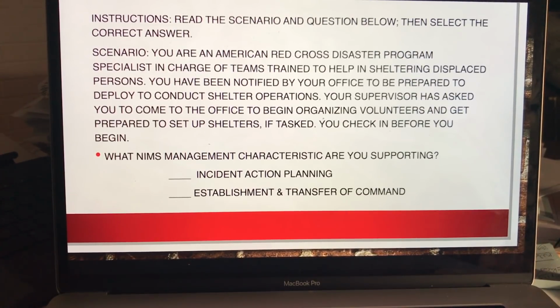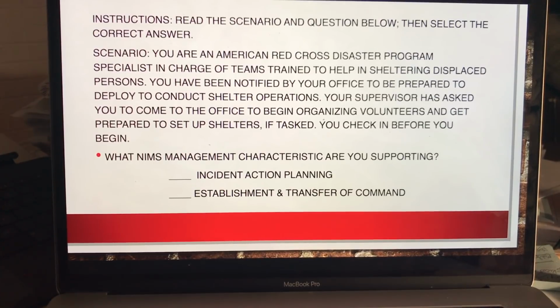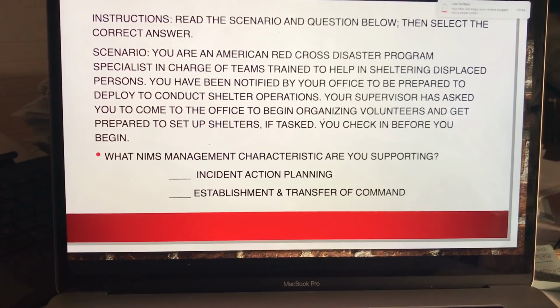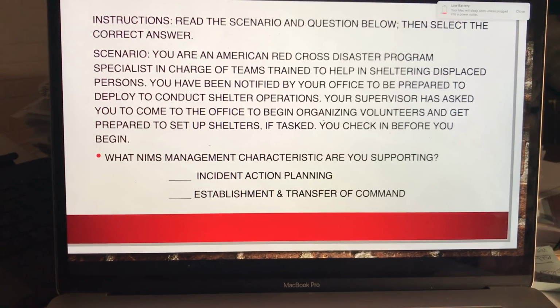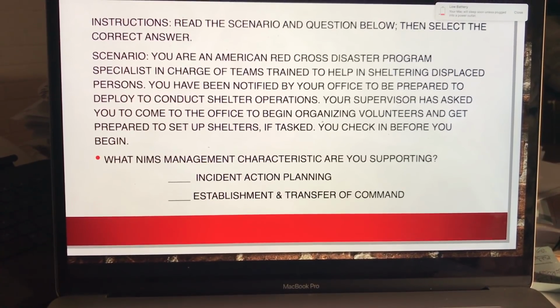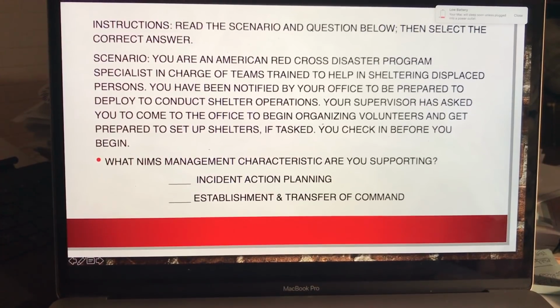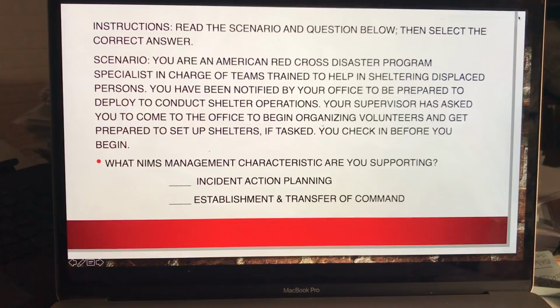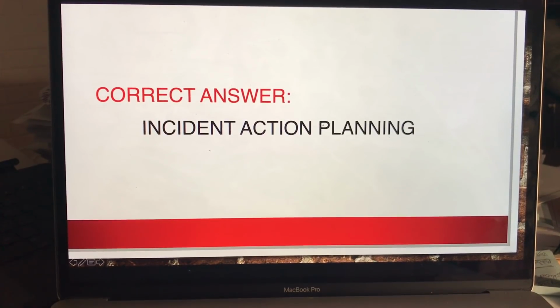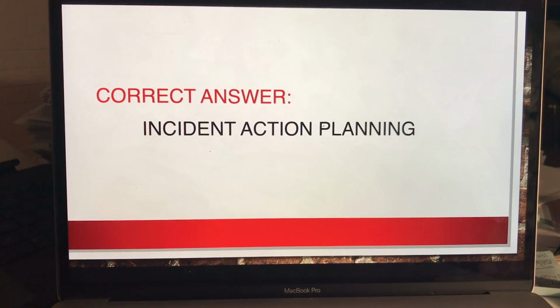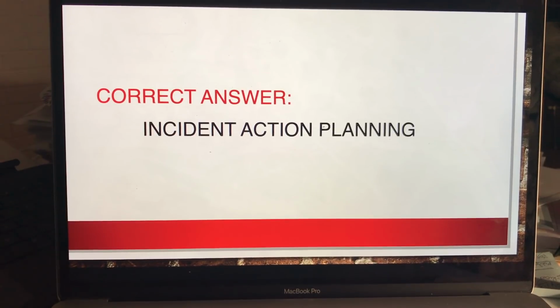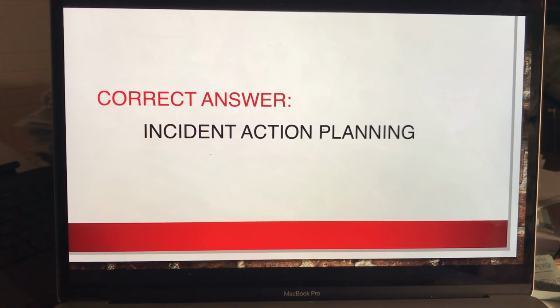You check in before you begin. What NIMS management characteristic are you supporting? Incident action planning or establishment and transfer of command? Correct. Incident action planning was being utilized in the previous scenario.